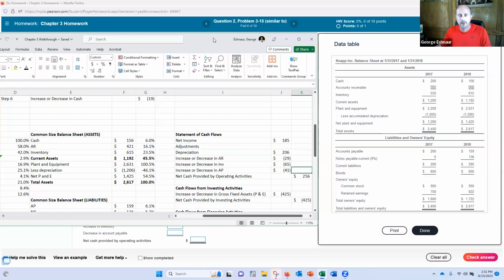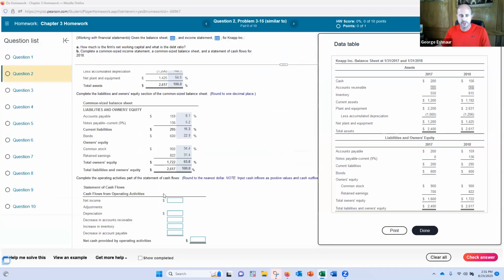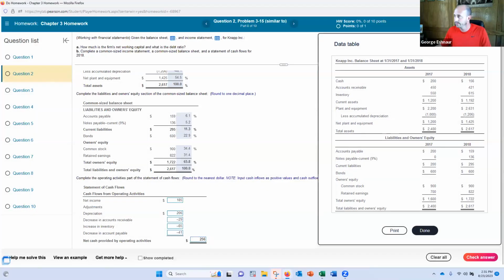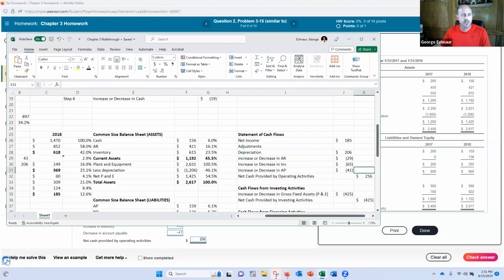Okay. So far, maybe put those numbers in and see if we're on pace, because it's the same thing we did on the first question. Oops. Depreciation is 206. Where's my depreciation?